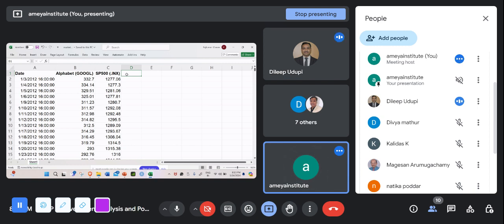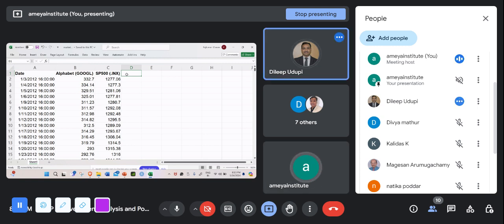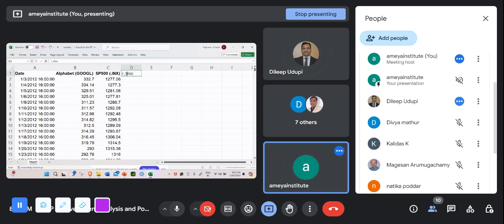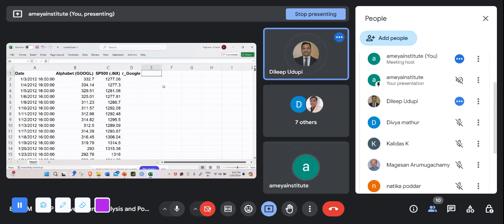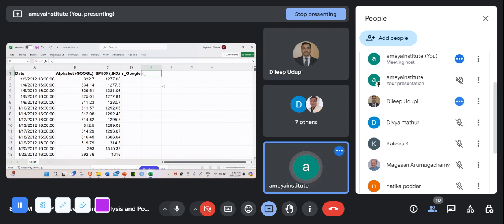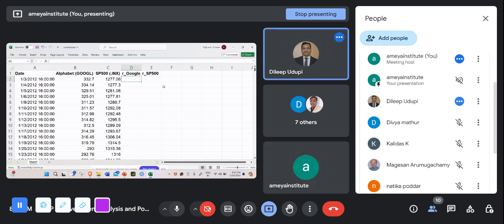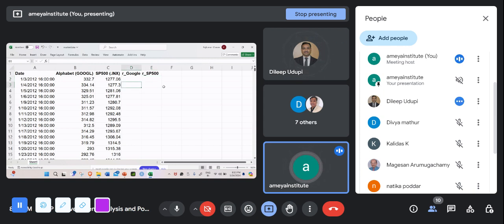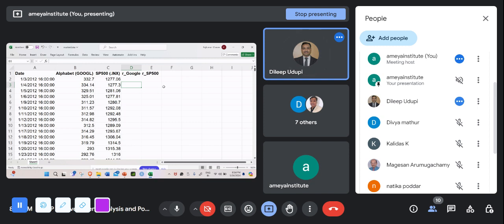So we'll prepare certain columns here, and according to that we'll start the calculation. First we'll write R underscore Google, which means return of Google, and then R underscore SP 500. I'll not do the first day calculation. We know the first day's return will always be 0.